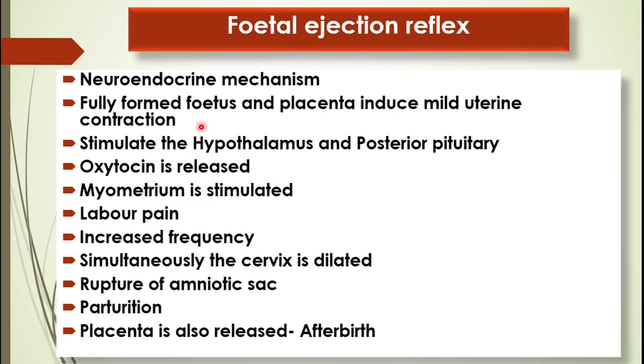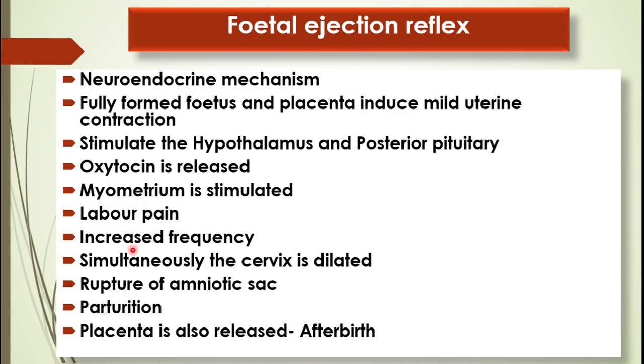So there is an increase in the frequency. Gradually there is an increase in the frequency of the contraction, or maybe the first interval was half an hour, then it gets reduced. The uterus starts contracting every 20 minutes, then every 15 minutes, 10 minutes, and so on. So the frequency of contraction increases because of the release of the oxytocin.